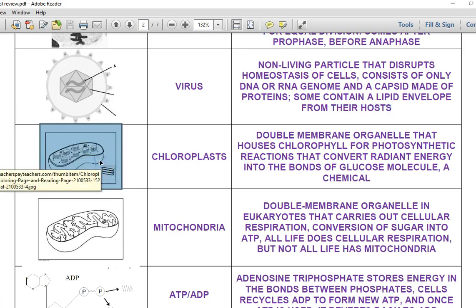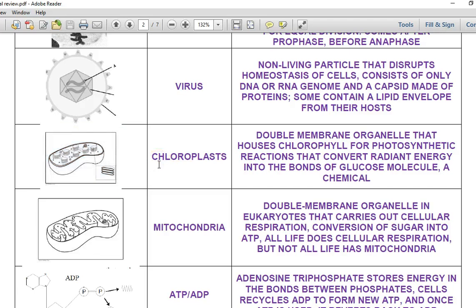Next, we're going into chloroplasts. Remember that chloroplasts are double membrane bound organelles. So if they're an organelle, they're only found in eukaryotic cells. What they do is they house the chlorophyll for photosynthetic organisms so that they can absorb sunlight more efficiently. So chlorophyll is a pigment that helps convert radiant energy into the bonds of glucose, into chemical energy.